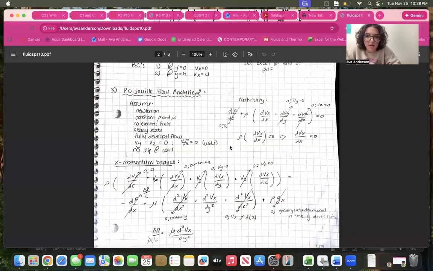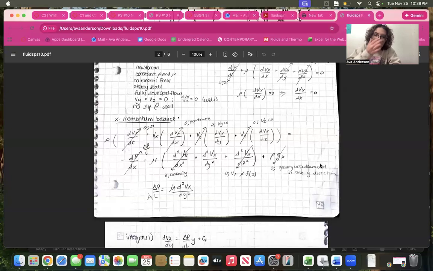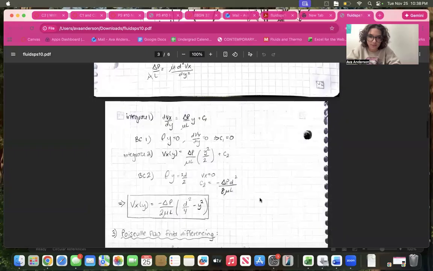We can simplify the continuity equation down to dVx/dx equals zero. Using that, we can move on to the x-momentum balance, which we can also simplify down. This time we include the pressure gradient, so delta P divided by L equals d squared Vx divided by dy squared, because you can cross out the viscosities. You can integrate that twice to get your two equations. Your first boundary condition is y equals zero, and dVx/dy equals zero.